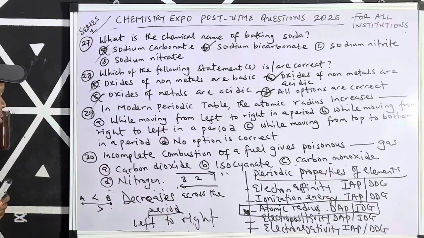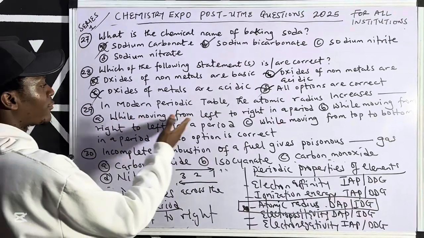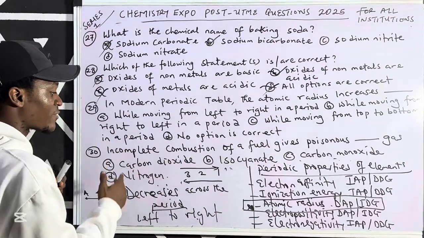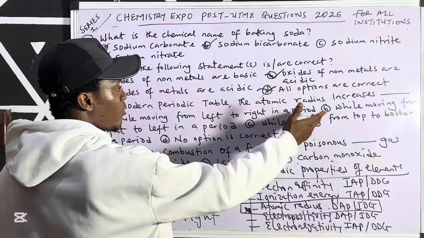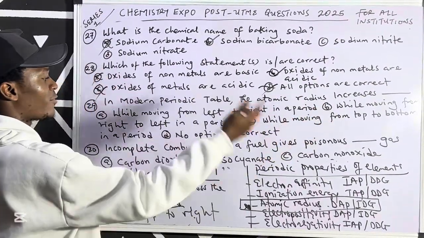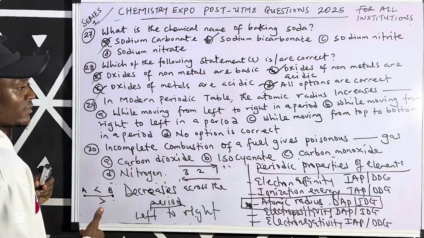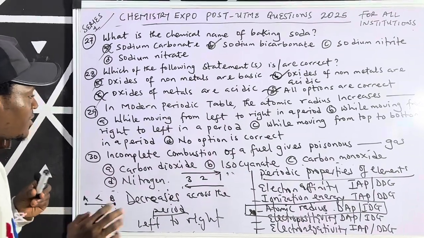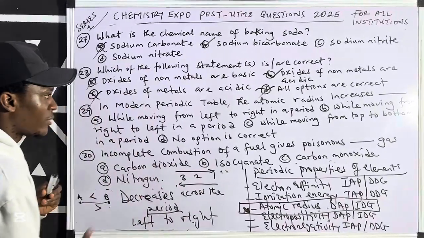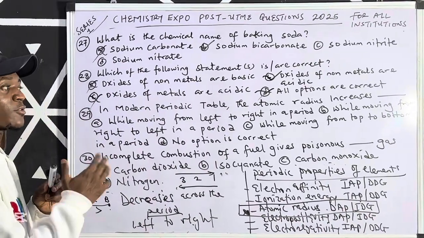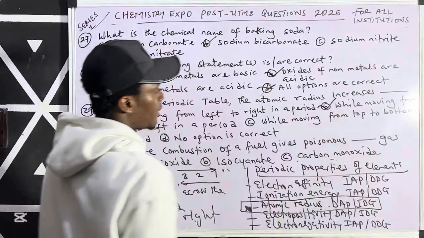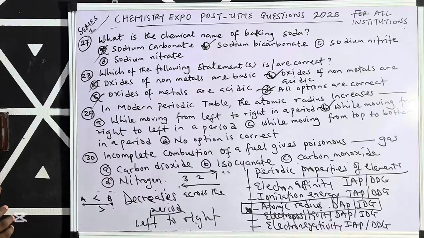All right. So let's check the options. A, while moving from left to right in a period, does it increase? No, it decreases from left to right. Then B, while moving from right to left, it increases. Hope you got that. So it's very easy. Since they are talking about period and not group, the best option is option B. So take note of that.